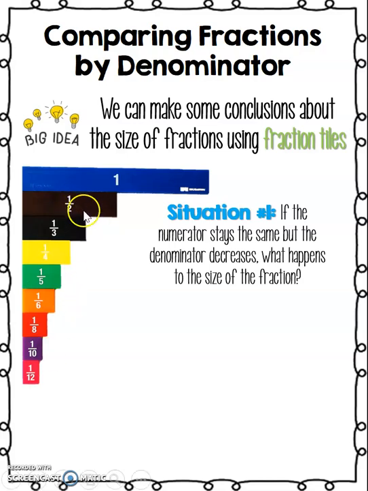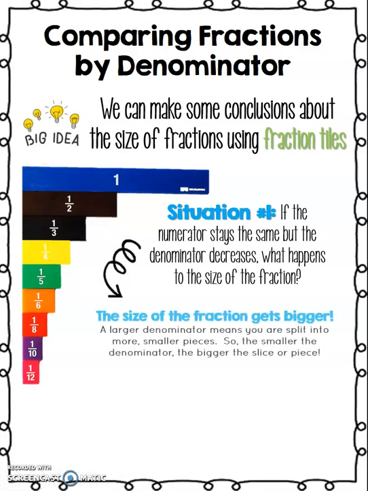I know my numerator has stayed the same because it's 1 in each one of these fraction tiles. But in this situation, I'm looking at this set with the denominator decreasing. That means the denominator is getting smaller. So in order for the denominator to get smaller, I need to be moving from the bottom of this row up to the top, because I'm moving from 12 to 10 to 8 to 6 to 5. As my denominator decreases and I move up this row of fraction tiles, I notice a pattern, and that is that the size of the fraction gets bigger.